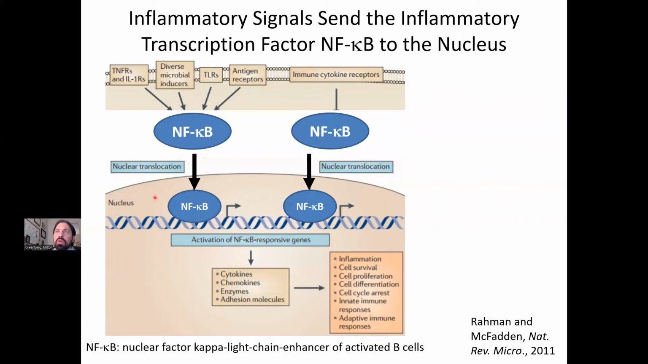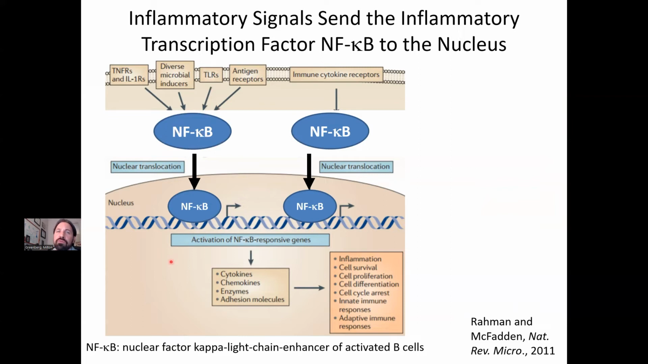Okay, so let's start with NF-kappa B. Inflammatory signaling will send the inflammatory transcription factor NF-kappa B to the nucleus. Almost every cell in your body expresses NF-kappa B, and NF-kappa B is driving inflammatory processes. So if we look at the case of our fungal or bacterial infection in the foot, we have toll-like receptors that are going to be driving NF-kappa B into the nucleus.